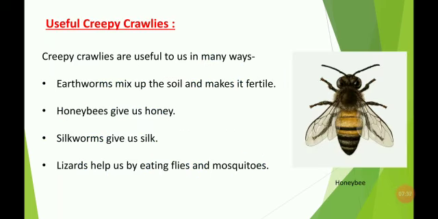Now, useful creepy crawlies. Creepy crawlies are useful to us in many ways. Earthworms mix up the soil by digging it and make the soil fertile for the plants. They are also called the farmer's friend. Honeybees give us honey, which they make by sucking the flower nectar. Now, silkworms. Silkworms give us silk, which is used to make clothes. Lizards help us in preventing diseases by eating flies and mosquitoes.